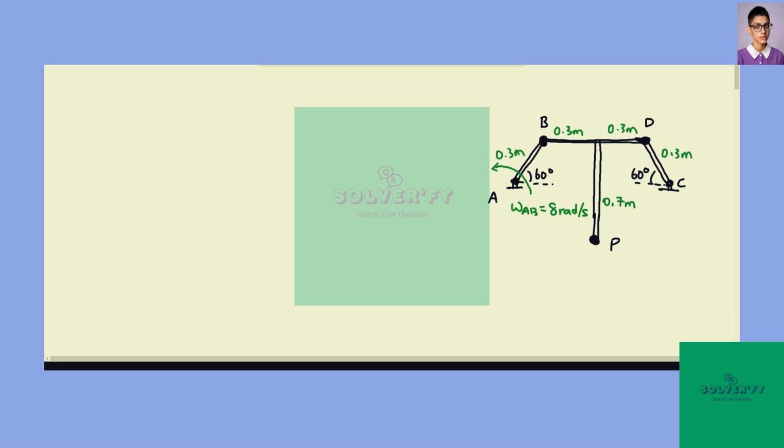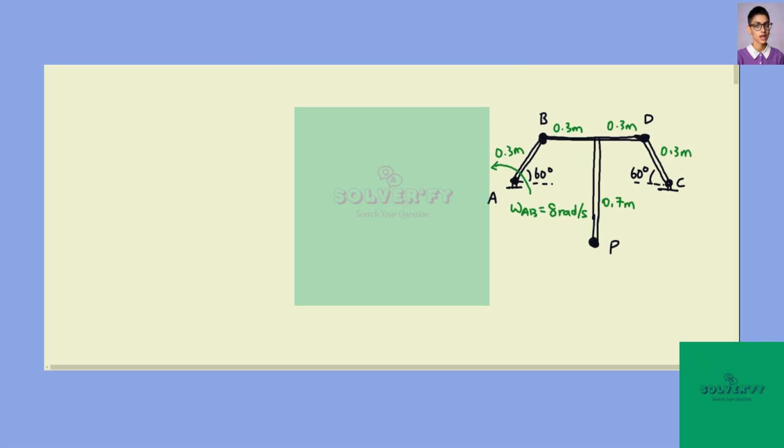In this question, we have similar links AB and CD rotating about the fixed pins at A and C. If AB has omega 8 radians per second, determine the angular velocity of BDP and the velocity of point P.